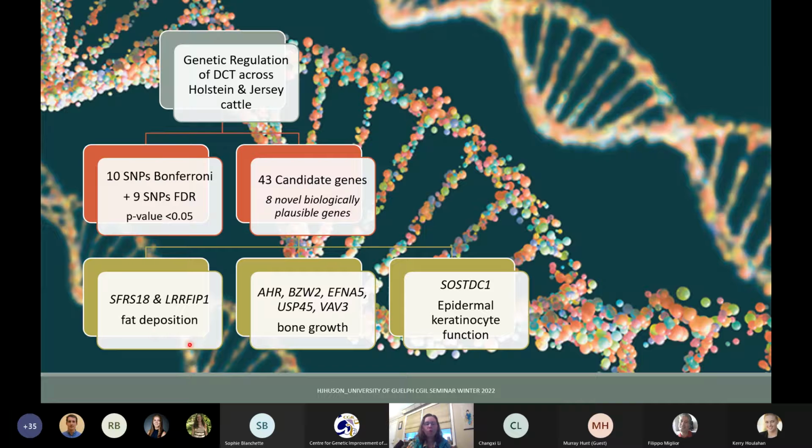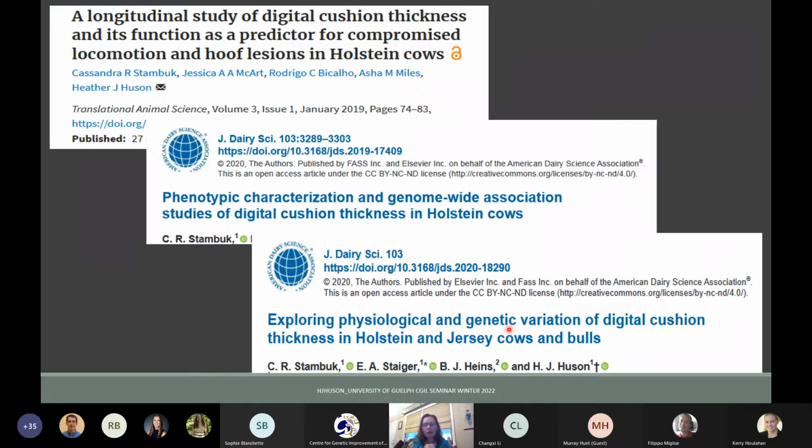In the end, when we compared Holstein and Jersey, we looked at, again, these regions and candidate genes. We found genes related to fat deposition, new genes, not just the ones that we had before, but new genes related to fat deposition, bone growth, as well as epidermal keratinocyte function. So that's putting all of this study together, and how we had small sections of it, and then we built on that and expanded it. There were 3 papers that came out from this particular research that give you a lot more details on this one.